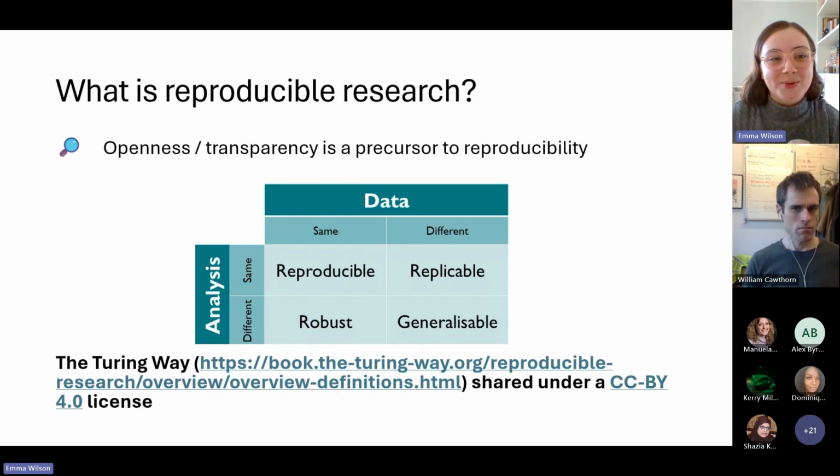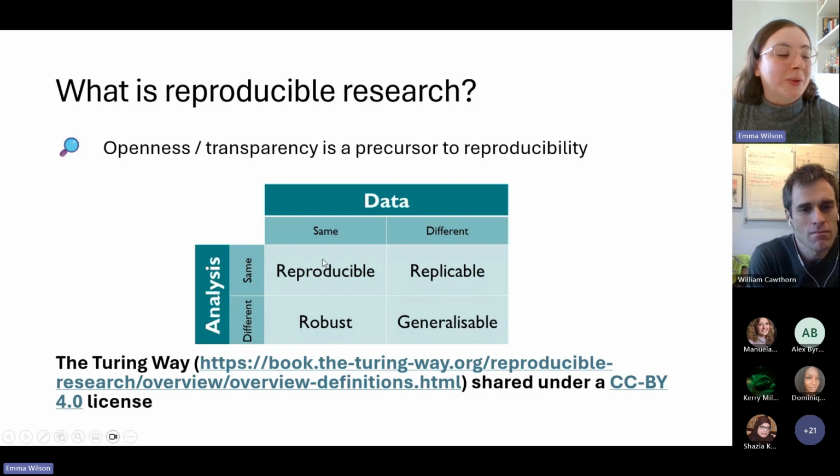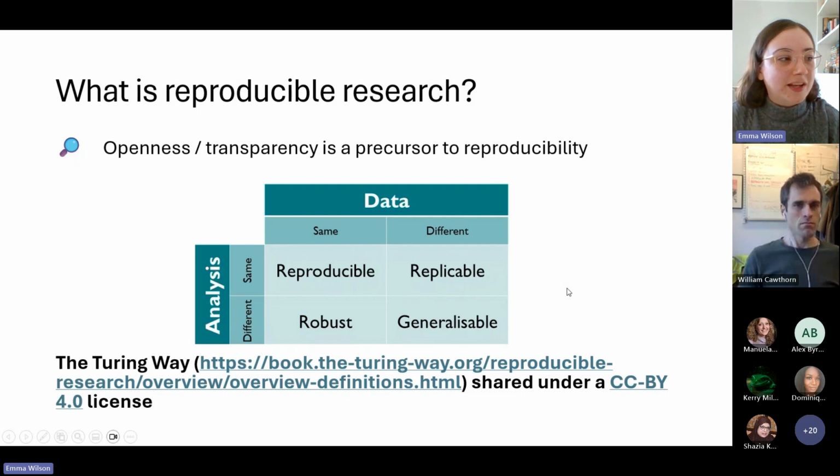I think here at Edinburgh Reproducibility, we tend to use a very broad definition of reproducibility. But more granular definitions are, for instance, doing the same analysis with the same data as reproducibility, while looking at different analyses with different data is more about things like generalizability, and you've got replicability and robustness in there as well. Again, there's a lot more information on the Turing Way website on all things reproducibility related.